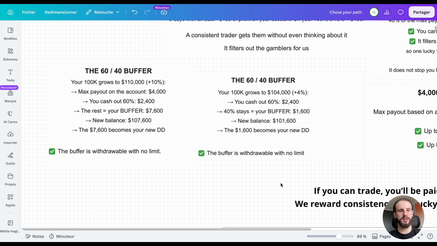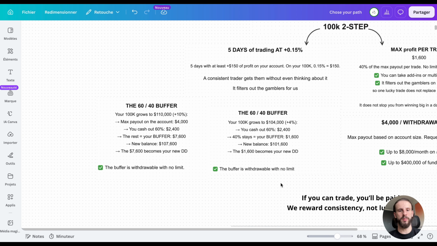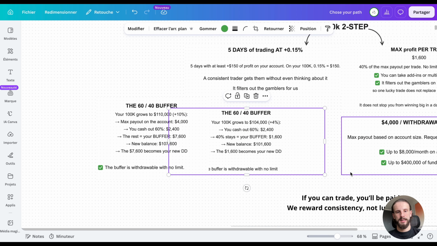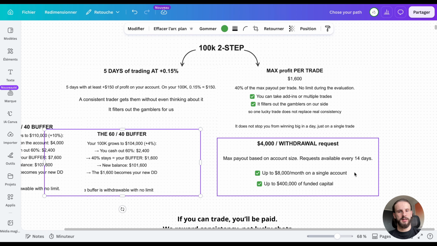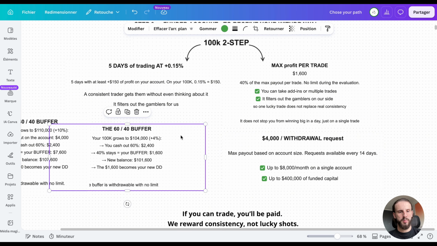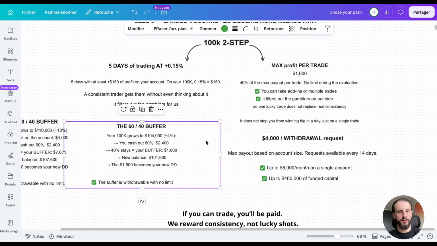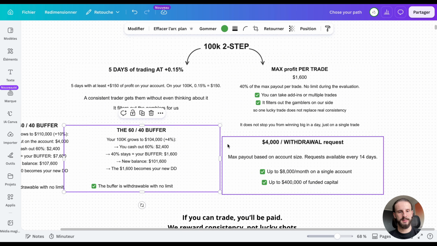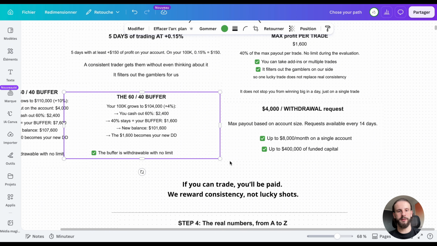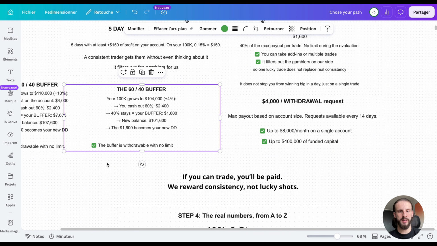So if you have to take just one thing away from all of this, let it be our vision at Clickfunded. We pay and we reward consistency, not gambling. If you can trade, you'll be paid. It is really that simple.